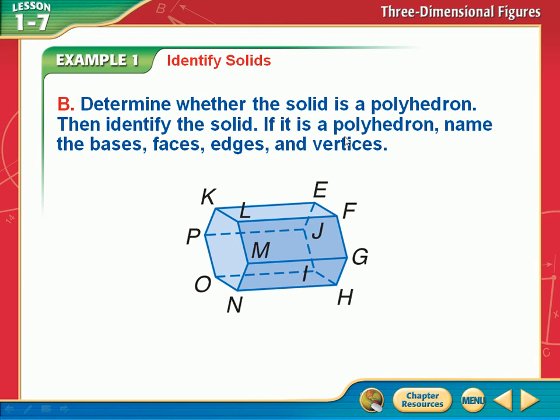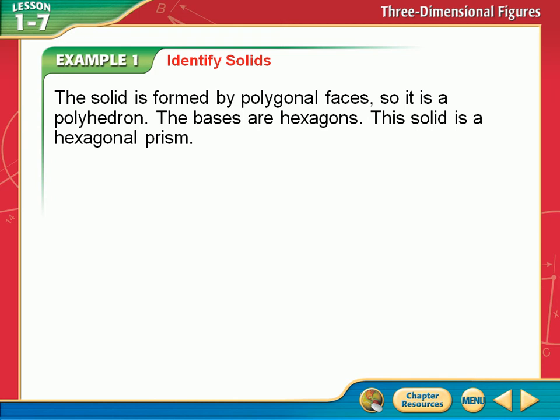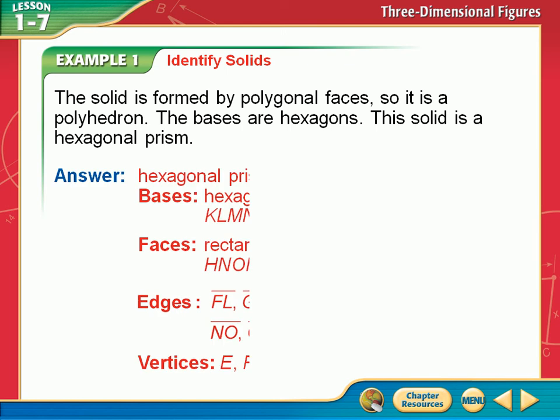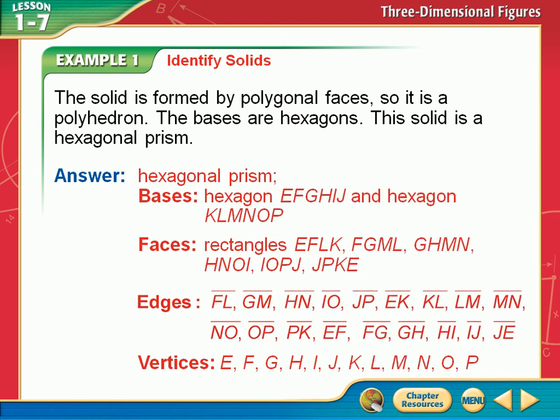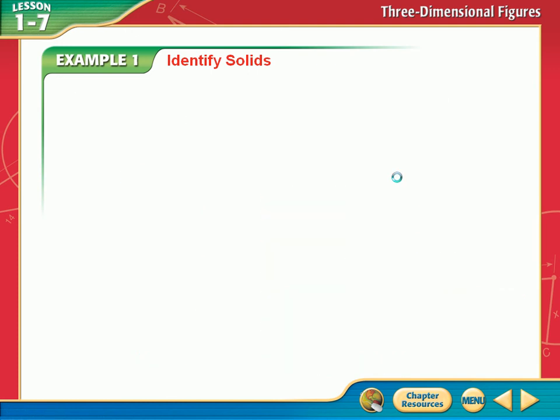What about the vertices? Which ones are the vertices? They're just the points, right? It's where the line segments come together to make a point. So it's K, it's L, it's M, it's O. You just name all the points, all right? Like that. So it's a hexagonal prism, just like we said. This is the answer to it. And then there's all the bases, all the faces, all the edges, all the vertices. If you want to list them out, look at all those edges. I didn't want to read off all those, did I? All right, let's see what else we got.